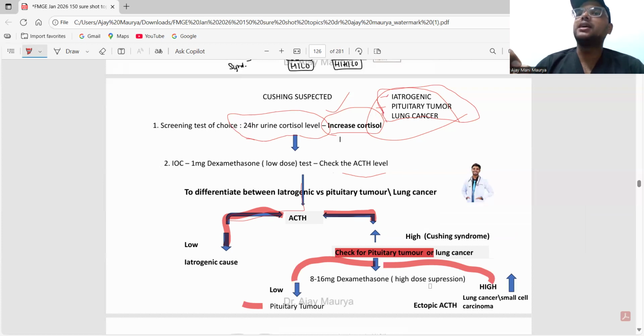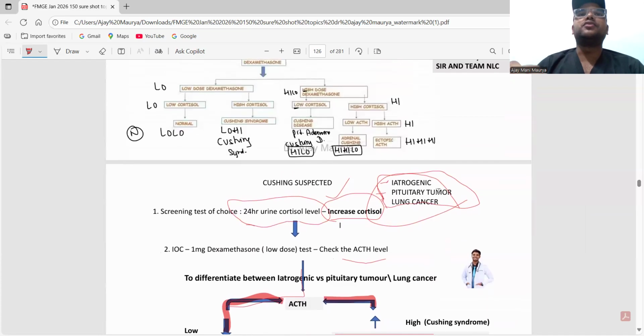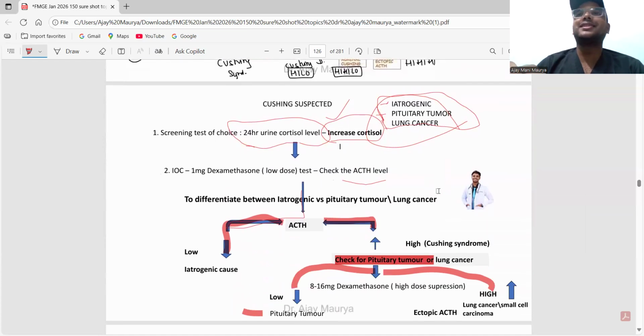What lung cancer? It is the small cell carcinoma. Now this is what they are going to ask as questions here. So low dose, high dose. Low dose, check ACTH level. Low means it is an iatrogenic cause. High means you have to check whether it is pituitary or lung cancer. If it is low, pituitary tumor. If it is still high, it is the ectopic ACTH. So it may be due to lung cancer, this small cell carcinoma.